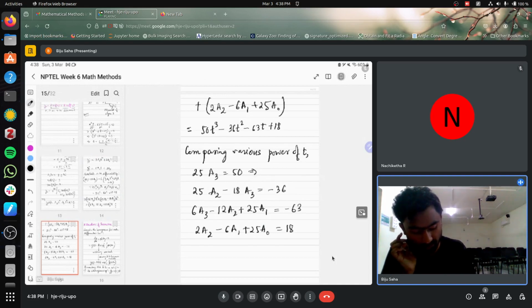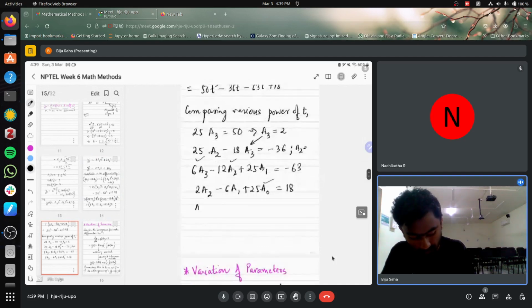So from the very first equation you can easily get a3 is equal to 2, and then substitute a3 here and you can get a2, and then whatever a2, suppose you get some a2, you substitute here and here and obtain a1. Likewise you can get a0 also. So I'm directly writing the results. So your a3 came out to be 2, your a2 is equal to 0, and your a1 would come out to be minus 3, and a0 is equal to 0.